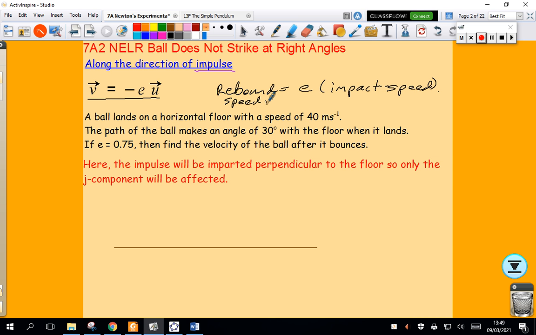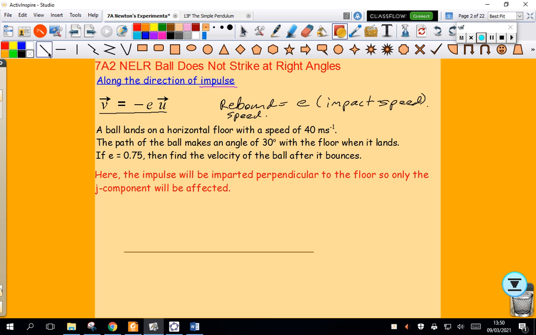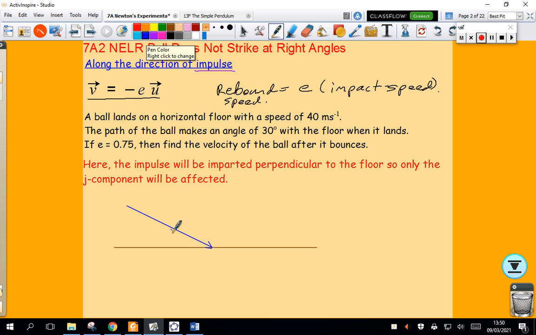So suppose a ball lands on a horizontal floor with a speed of 40 meters per second, and the path of the ball makes an angle of 30 degrees with the floor when it lands. Again, that's only for an instant. Obviously the path of a ball that's launched from somewhere will follow a parabolic path, but we're talking about the instant. At the instant it makes contact, the velocity vector of the ball makes an angle of 30 degrees with the floor. So what we have is something like this. The ball at that moment in time is traveling in that direction when it lands, when the angle it makes with the horizontal is 30 degrees.